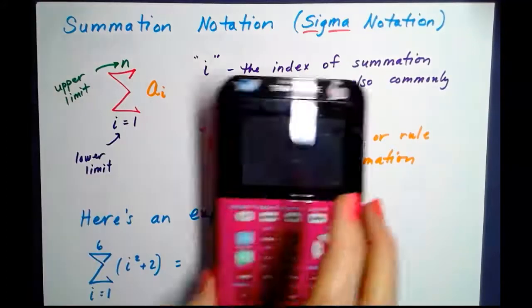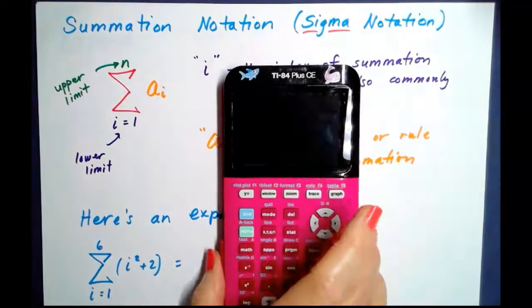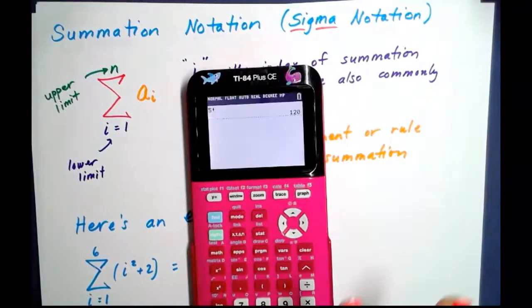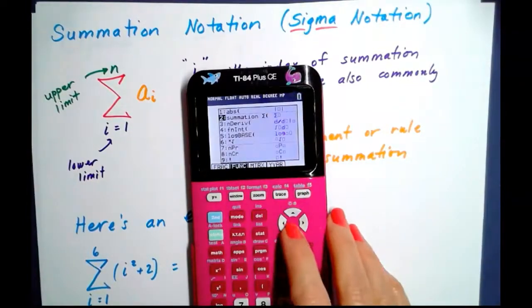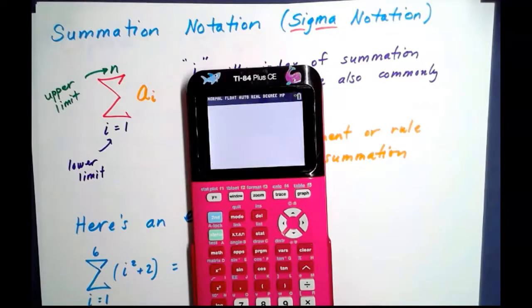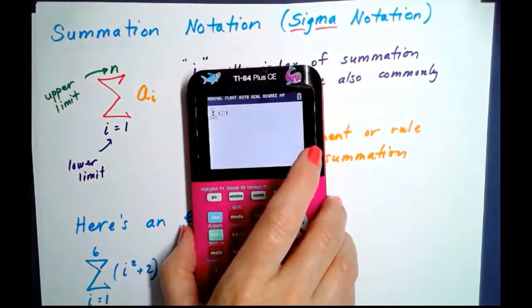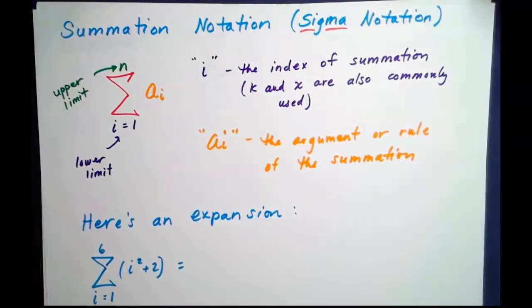When we do this on our calculator, which yes, we can also do, here's how you get to it. If I want sigma notation, it's still that Alpha F2 again. Go to option 2, and you can plug in all the different parts of a sigma notation here. We'll do one of these a little bit later.